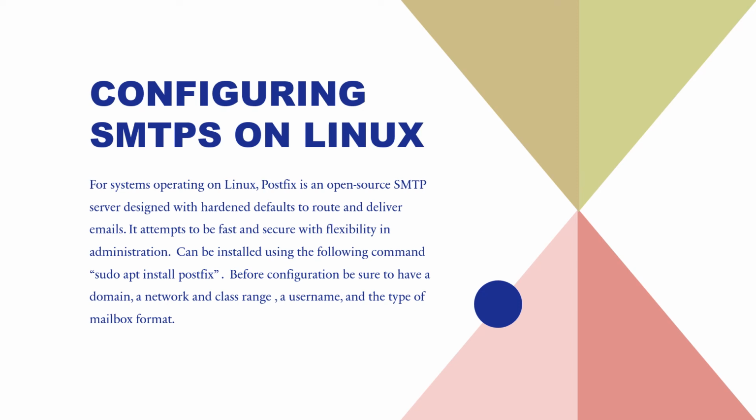Before configuration, a couple things you should consider are a domain name, such as mail.example.com, a network, such as the IP address that we've been provided for our servers, a networking class range, a username, and then the type of mailbox format.